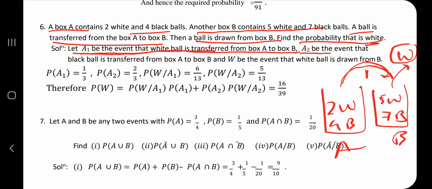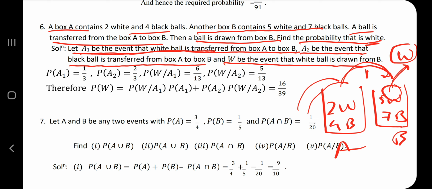either it could be transferred as a black ball also. Let A2 be the event that the black ball is transferred from box A to box B, and W be the event that the white ball is drawn from B. Three things happened. Either the white ball can be sent from this box, or the black ball can be sent, and a white ball is drawn from here. So those three events I am denoting by A1, A2 and W. What is the probability of A1, the probability of A2, the probability of W when A1 was transferred, and the probability of W when A2 was transferred? That you have to mention here.